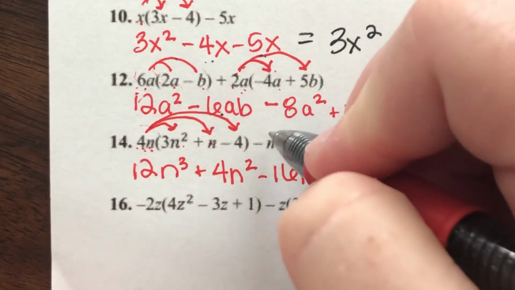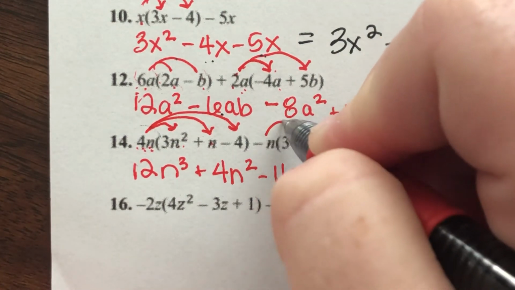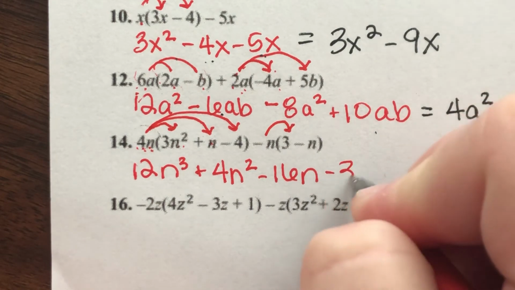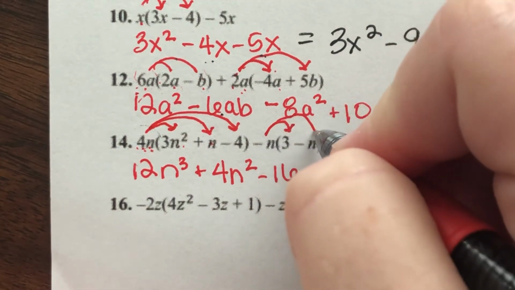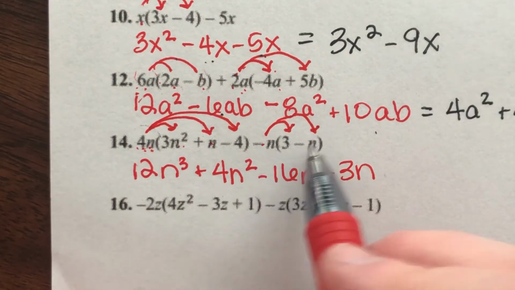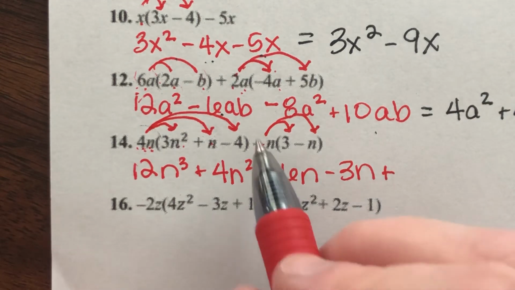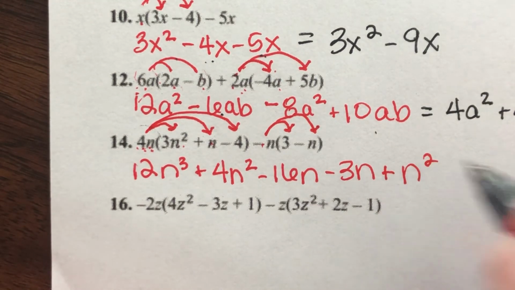And then now I want to look at the second part. Negative n times 3 is negative 3n. Negative n times negative n. Negative 1 times negative 1 is positive 1. N times n is n squared.